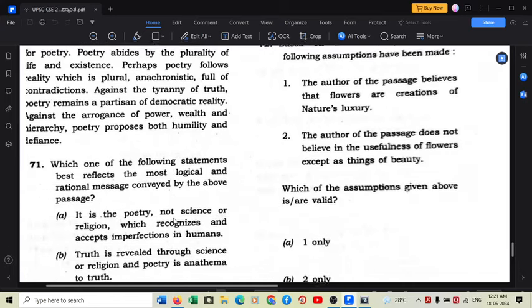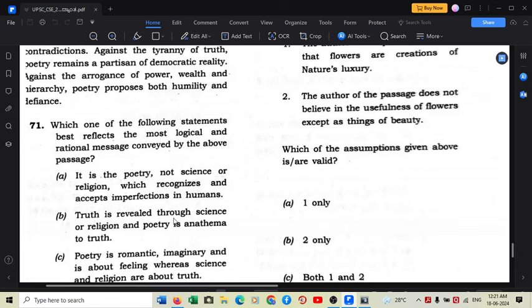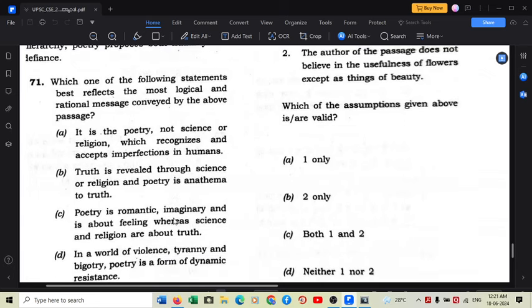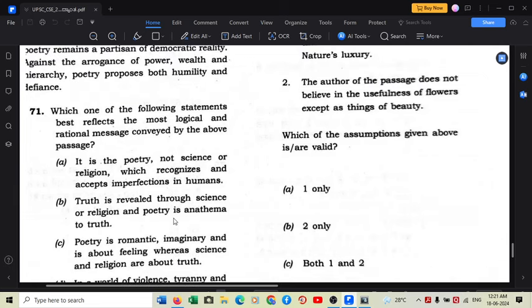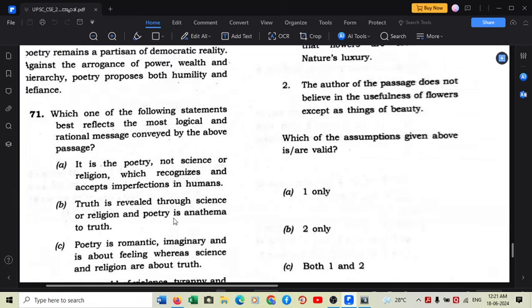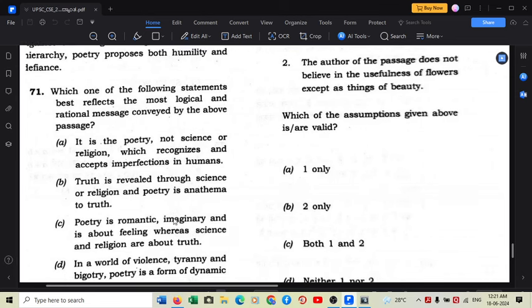So let us see what the author is asking. Which one of the following statements best reflects the most logical and rational message conveyed by the above passage? Option A: it is poetry, not science or religion, which recognizes and accepts imperfections in humans. This seems okay because the last line talks about the fact that poetry proposes both humility and defiance. Humility means that as humane persons, we are able to accept imperfections in humans, but religion or science does not acknowledge or address imperfections or contradictions.